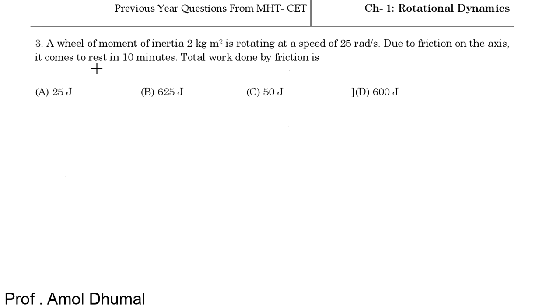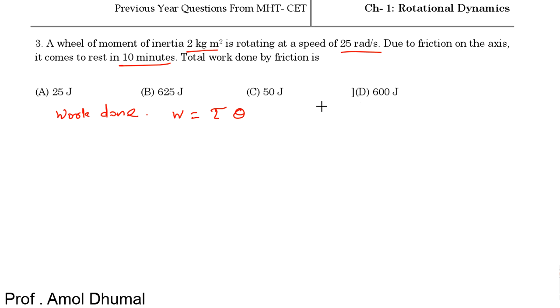Right? So next, a wheel of moment of inertia 2 kg meter square is rotating at a speed of 25 radians per second. Due to friction on the axis, it comes to rest in 10 seconds. We have to find out the total work done by friction. Work done W is given as torque into angular displacement.